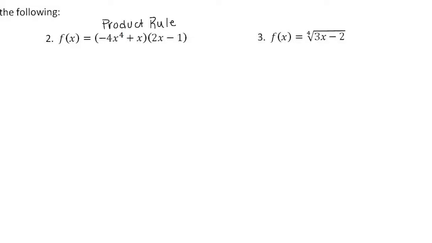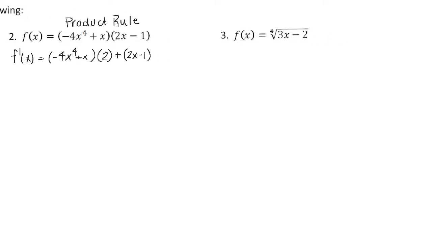So let's see. That means f prime is going to be the first, so negative 4x to the fourth plus x. There's the first. Times the derivative of the second. What's the derivative of the second? 2. Is that okay? Plus the second times the derivative of the first. Now, what's the derivative of the first? Plus what? 1. And that's where some people missed it.